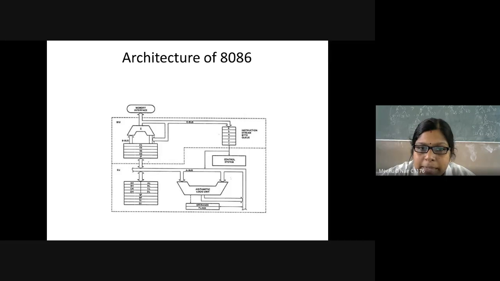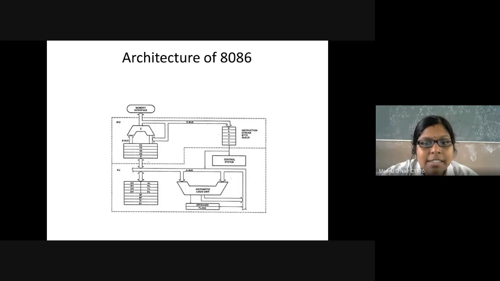BIU is nothing but the bus interface unit. EU is nothing but your execution unit. The EU acts as the brain of your system, right? It gives commands to the bus interface unit. But the EU does not have any direct communication with any memory or peripheral devices.